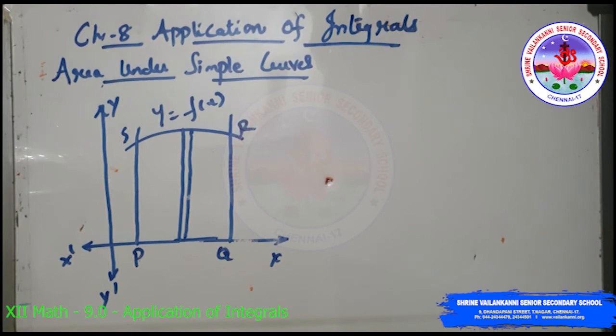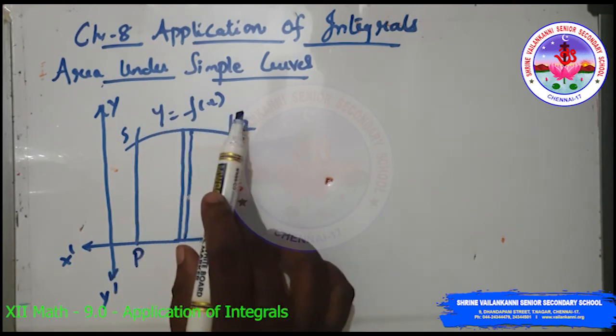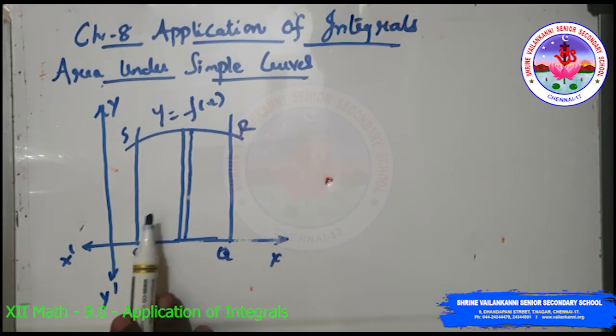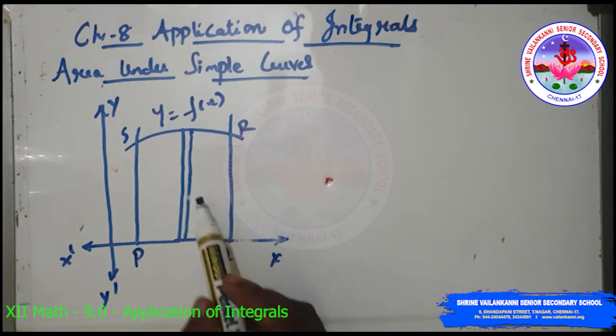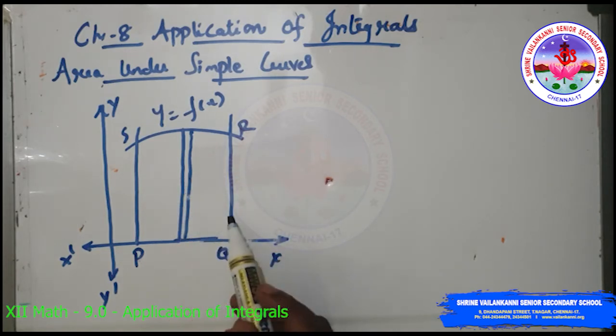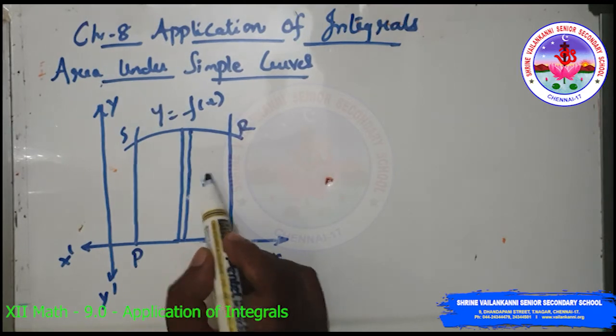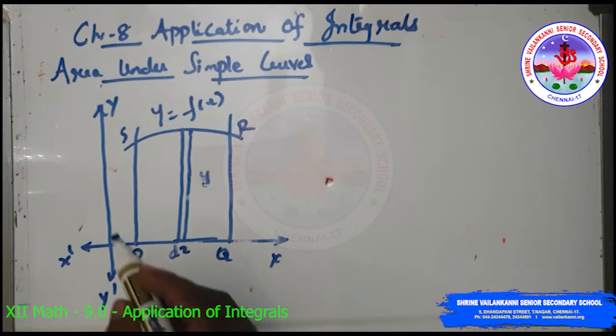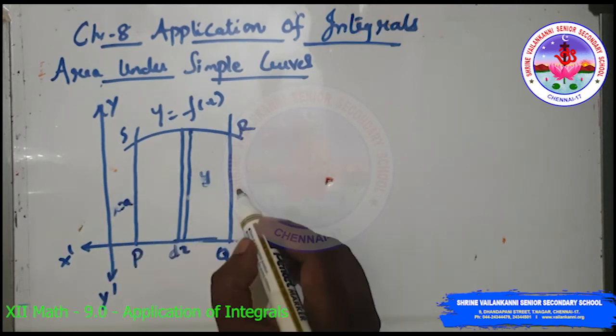We are going to find the area bounded by the curve y equal to f of x. So the area under the curve is composed of a large number of very thin vertical strips. So consider an arbitrary strip of height y and width dx. So dA, which is called the area of the elementary strip, is equal to y into dx, where y is f of x. And the ordinates are x equal to a and x equal to b.